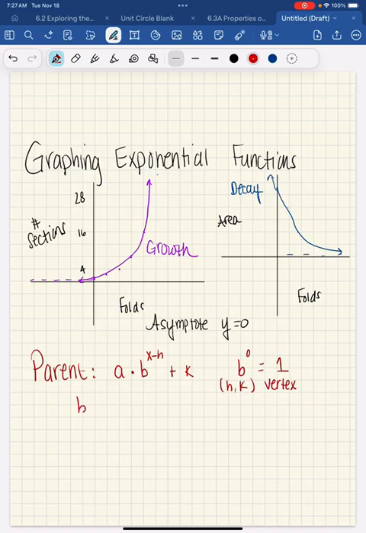If b is between 0 and 1, this is going to be referred to as decay. And if b is greater than 1, it is going to be referred to as growth. By definition, b cannot be less than 0. Let me think about how I'm going to write that. I think I'm just going to write it out: b cannot be negative. How's that?